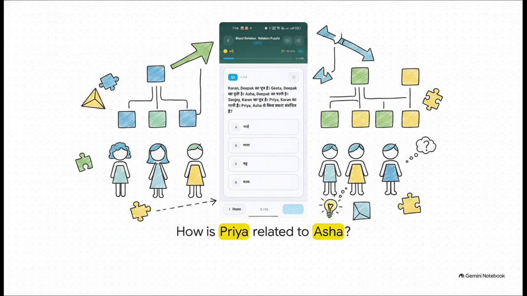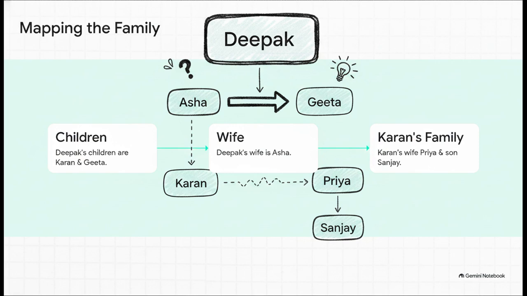Reading it out loud, it honestly sounds a bit like a tongue twister, doesn't it? Actually, it's more like a giant logic trap. But let's stay calm and rely on our mapping method. Let's walk through these clues chronologically, kind of like a detective pinning evidence to a corkboard. Step 1. The text tells us Karan is Deepak's son and Geeta is Deepak's daughter. Okay, so we place Deepak right at the top and draw lines down to his children, Karan and Geeta, who sit right next to each other as siblings.